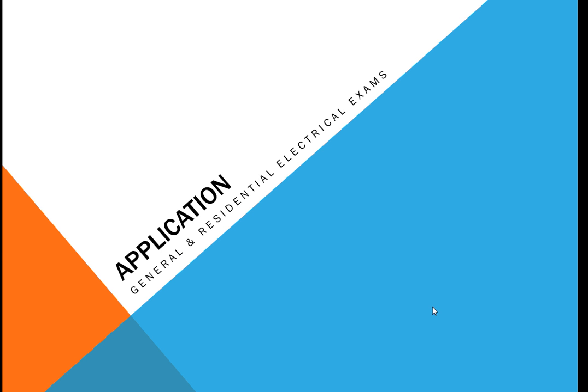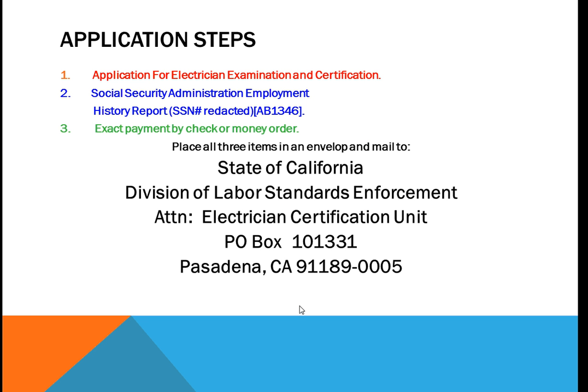Okay, so this is a short presentation on the application and the application process required to register for the general or the residential electrical certification exams. The application material is composed of three components. They are the application itself for the examination, a report from the Social Security Administration office, and the exact payment in check or money order. Those items are then placed in an envelope and sent to this address.